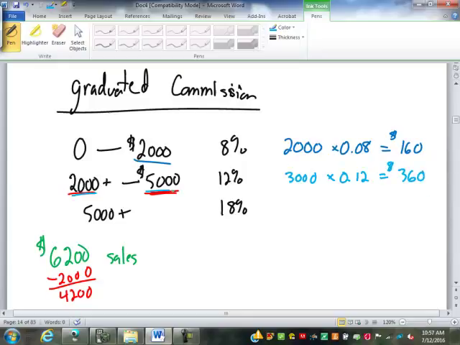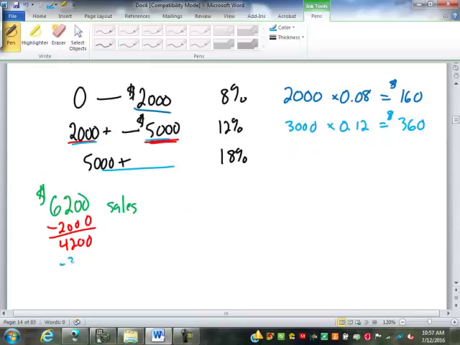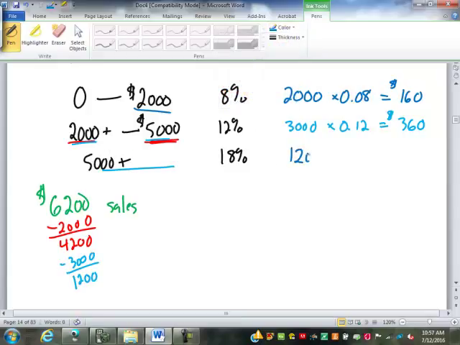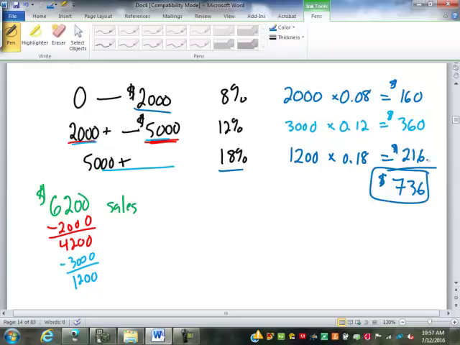Well, did we go past the $5,000? Yeah, so some of it gets figured in here. We figured on $2,000, and we just figured on $3,000 more. Or you could have just done $6,200 minus $5,000, and there's $1,200 left. That last $1,200 gets figured at 18%, which is $216, which adds up to $736, I believe, as your pay for the week.